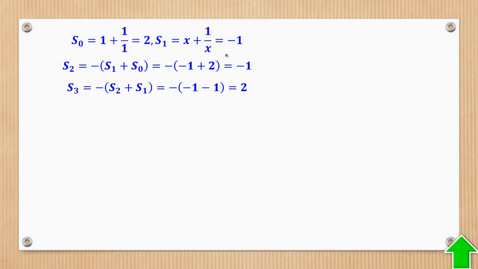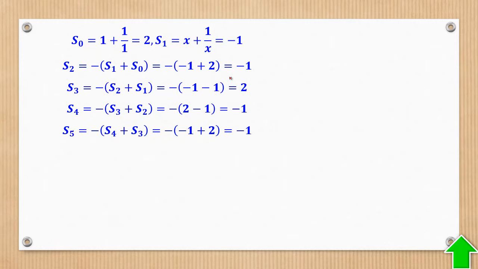Go to S3. S3 means here it is S2 and S1 to give you this. Do the same to S3, so S4, S5. So now you realize that S2 is negative 1, S0 is 2, negative 1, negative 1, 2, negative 1, negative 1. Let's see the next.